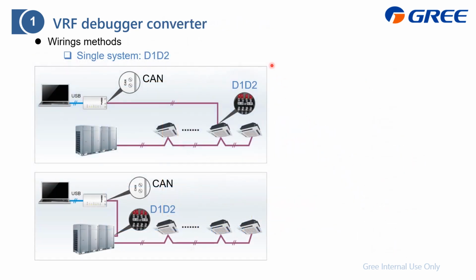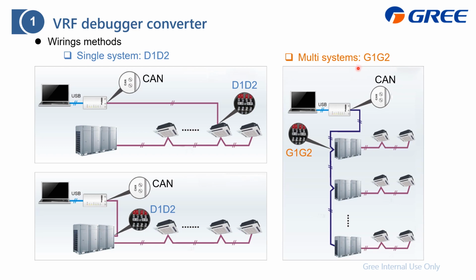As for the wiring, you can also just follow these pictures, which are on the startup page of the software. For a single system, D1, D2, either from the indoor unit or outdoor unit. And after that, connect to this converter, then from the converter to the PC. For the multi-system, also on the master outdoor unit from G1, G2.